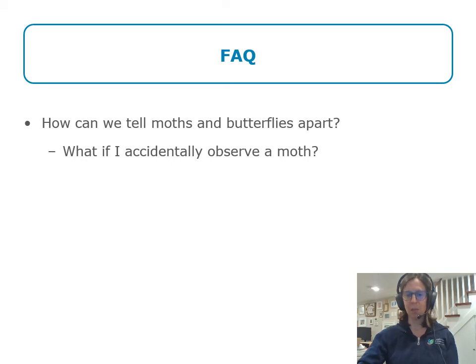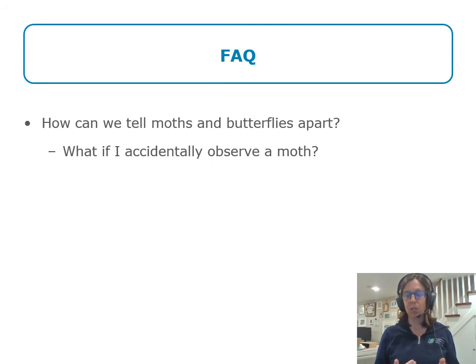So many people believe that moths only fly at night and butterflies fly during the day, and that moths are all drab colors and butterflies are all bright colors, but that is not necessarily true. The best way to tell moths and butterflies apart is often in their antennae. Butterfly antennae are usually clubbed, which means they're long and thin with a little club at the end, and moth antennae would be tapered at the end or feathered for some male moths.